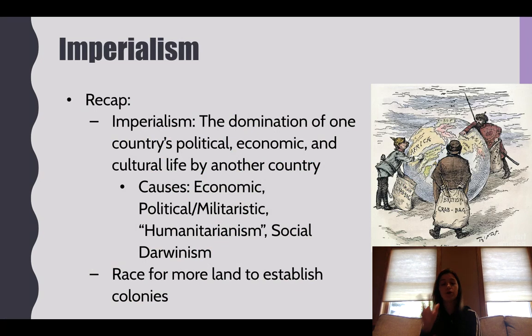Which brings us to our third cause of World War I. And this is one that we actually explored last unit, and we're going to continue to explore this unit. And this is imperialism. So remember, imperialism is the domination of one country's political, economic, and cultural life by another country. We know the causes, we studied them last unit. They're economic, political, militaristic, humanitarianism, and social Darwinism. So imperialism fuels this race for more land. Well, if you're racing for more land, you want more military to protect that land. And that gets really competitive.